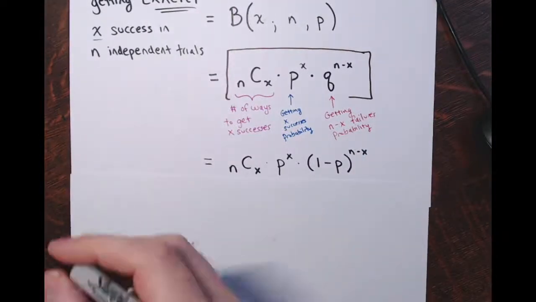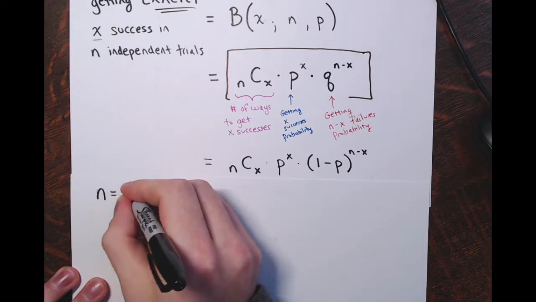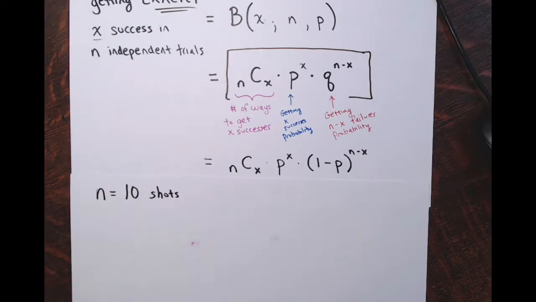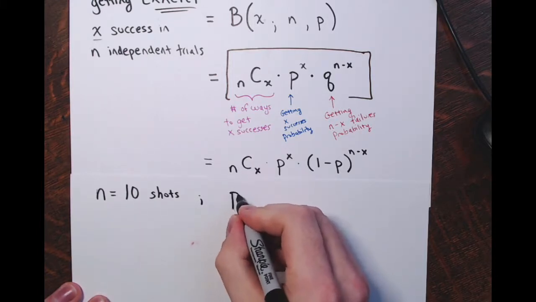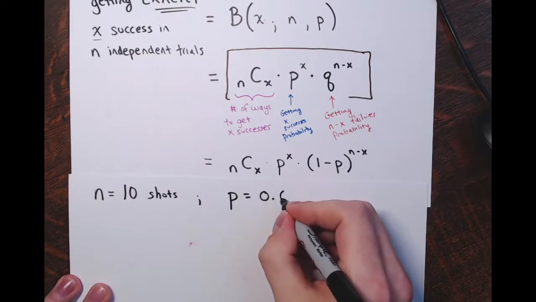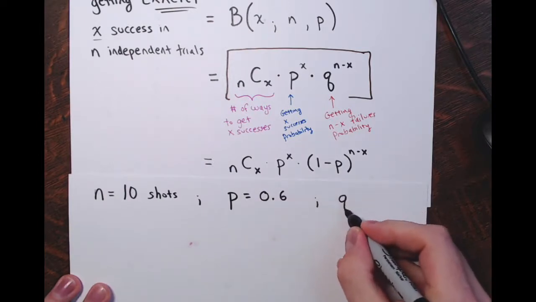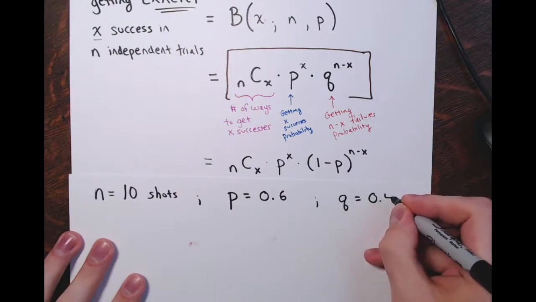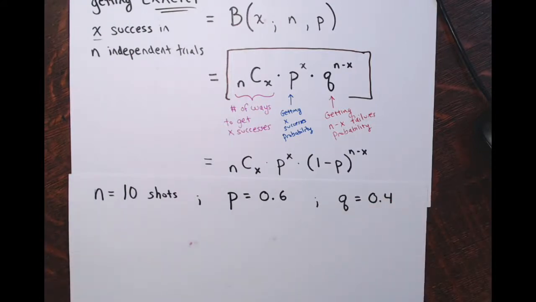So we have this girl, she's taking 10 shots, right? So N, the number of independent trials, and her outcome on one shot doesn't affect the outcome on the next shot. So N equals 10. It was mentioned that the probability of success on one shot was 60%, meaning that Q, the probability of failure, not making a single shot, would be 0.4. We saw something similar to this earlier.